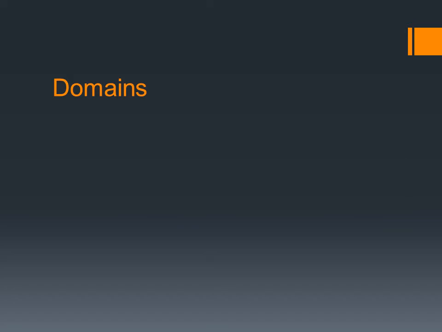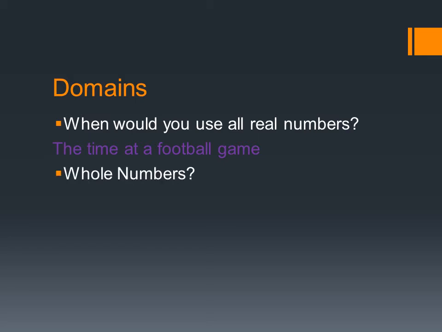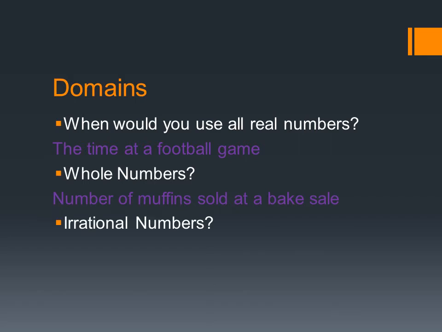Next, I'm going to give you different domains, and within those domains, you're going to have to give me a real life situation. So for example, if I had all real numbers, I could use that as time at a football game because the time can be various different numbers. Whole numbers, obviously we can't have a fraction or a decimal, so maybe the number of muffins sold at a bake sale.